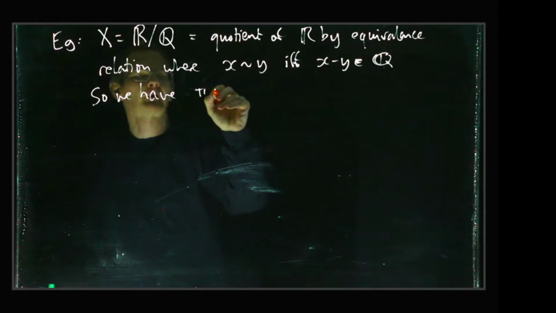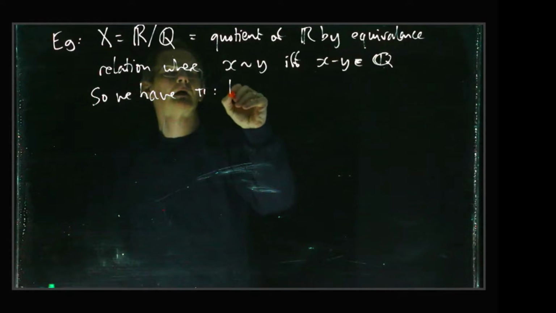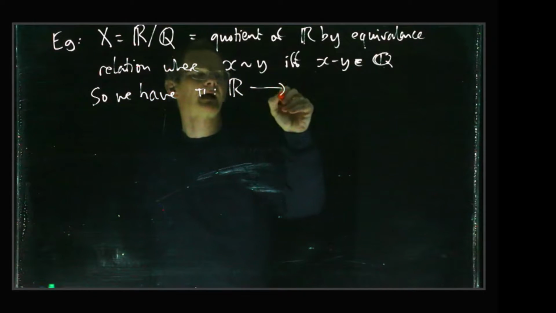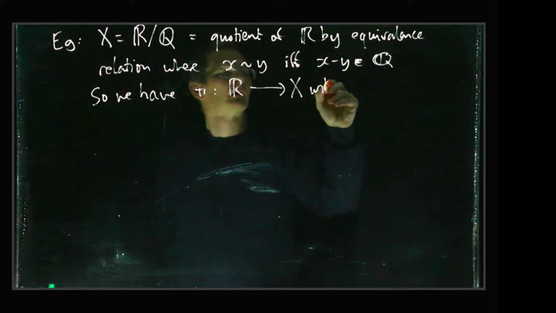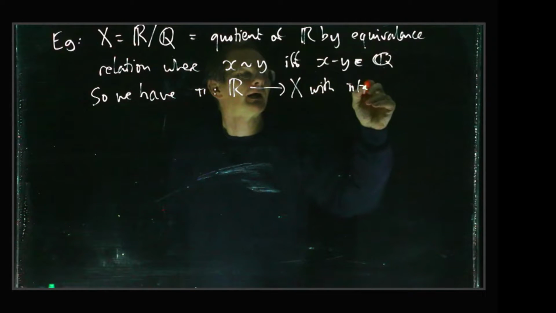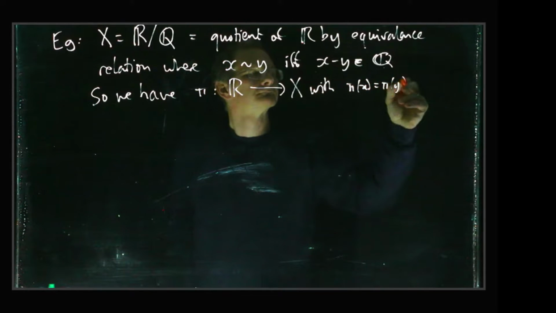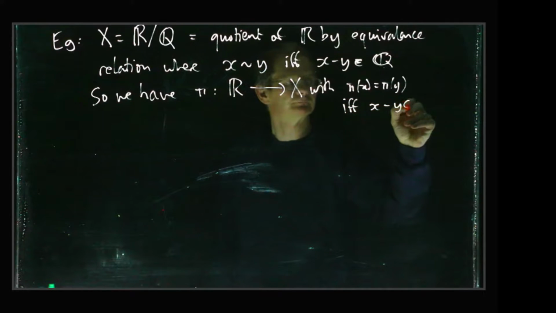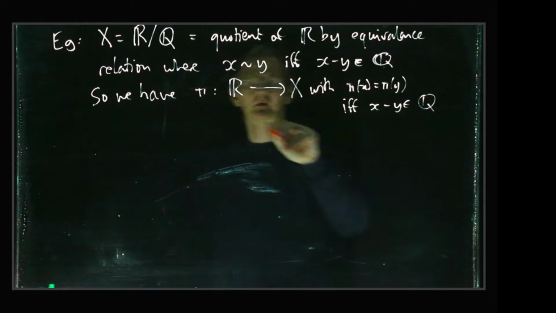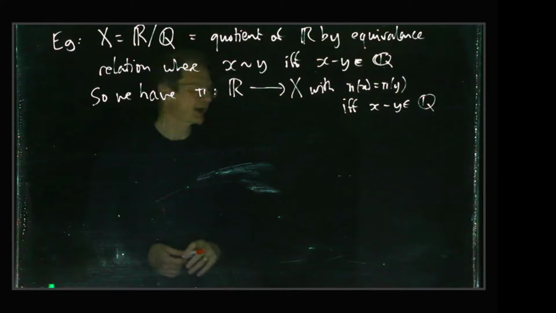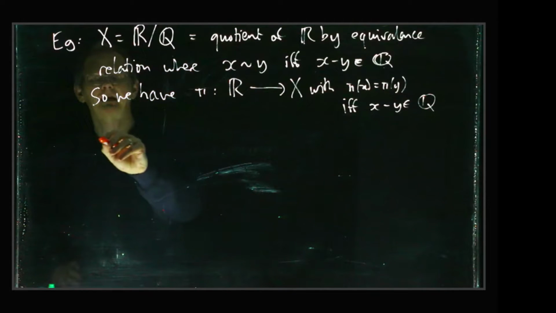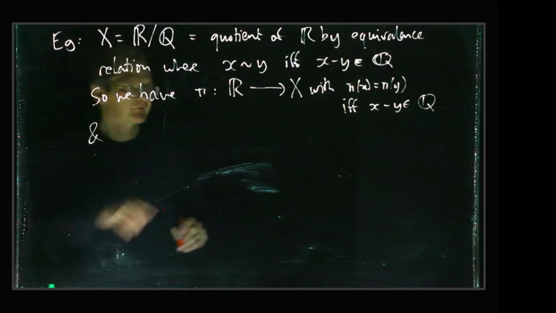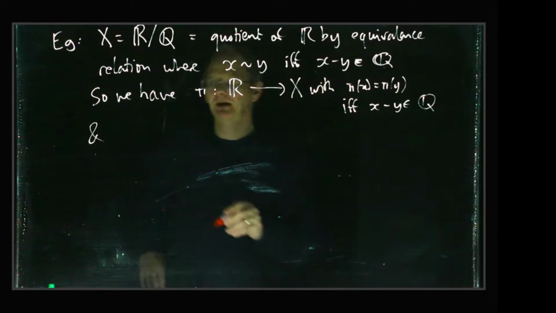So that means we've got a projection map pi from R to X, with pi x equals pi y if and only if x minus y is in Q. And it's a surjective quotient map, and we're giving X the quotient topology. So remember how the quotient topology works.